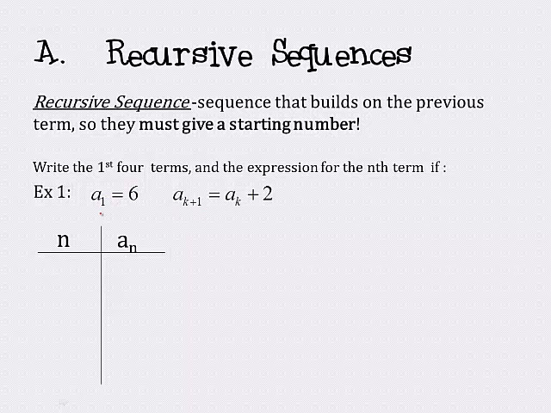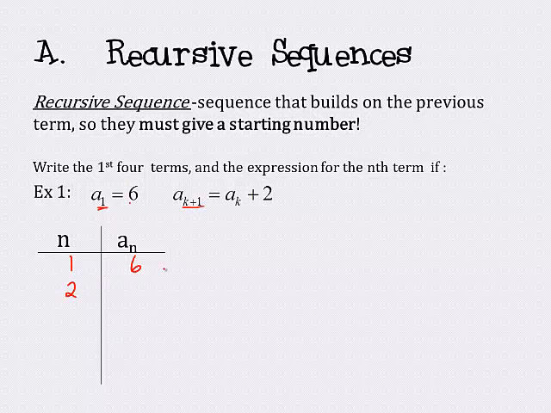So here's how it's written. A sub 1 is going to be the first term in the sequence, always. They have to give you that. A sub k plus 1 means to find the next term, I take a sub 1, which was 6, and I add 2. Alright, so the directions today will say something like, find the first 4 terms of the expression if this is the expression. You know the first term is 6.